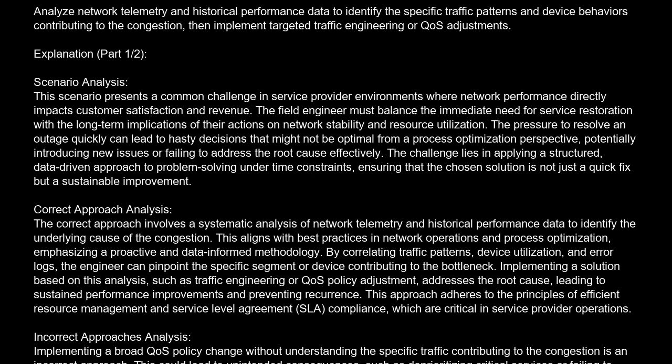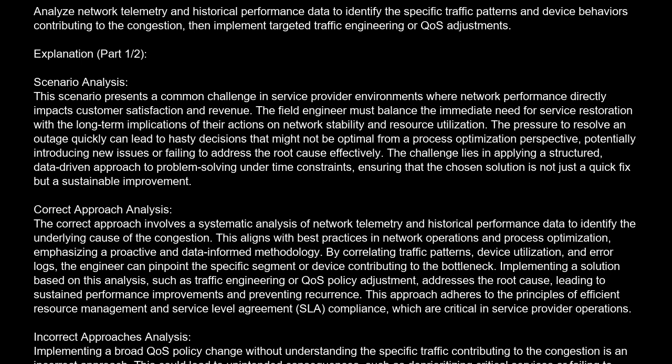The pressure to resolve an outage quickly can lead to hasty decisions that might not be optimal from a process optimization perspective, potentially introducing new issues or failing to address the root cause effectively. The challenge lies in applying a structured, data-driven approach to problem-solving under time constraints, ensuring that the chosen solution is not just a quick fix, but a sustainable improvement.